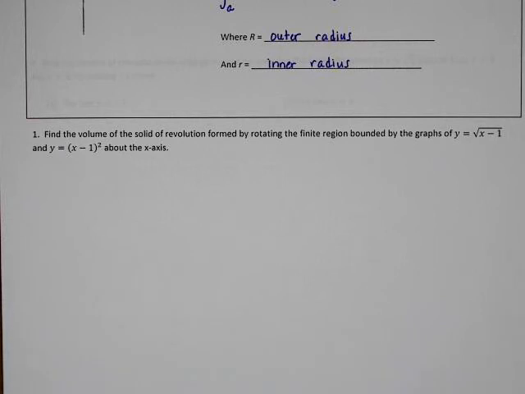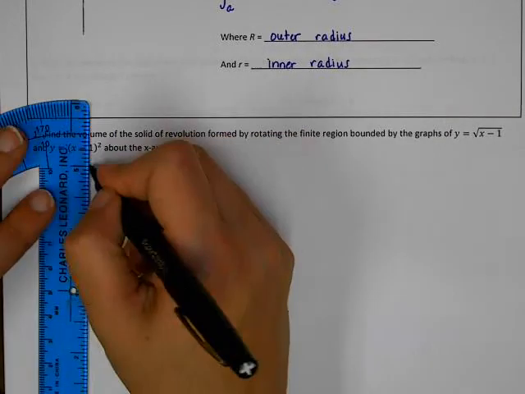So let's go ahead and try number one. For number one, it says find the volume of a solid formed by rotating the finite region. Finite region means it's completely enclosed by these graphs, y equals the square root of x minus 1 and y equals x minus 1 squared, around the x-axis. The first thing we're going to want to do here is go ahead and make a really good graph.